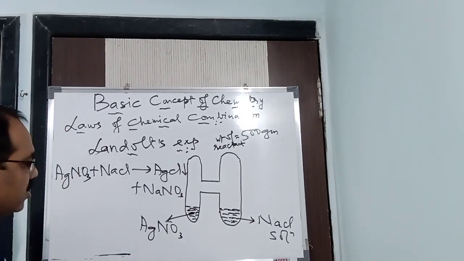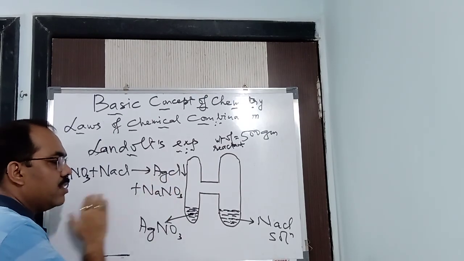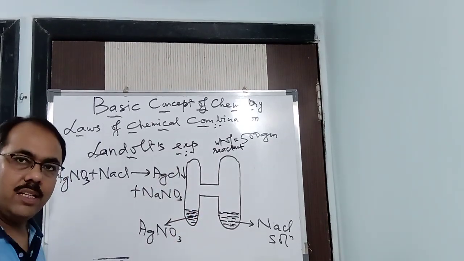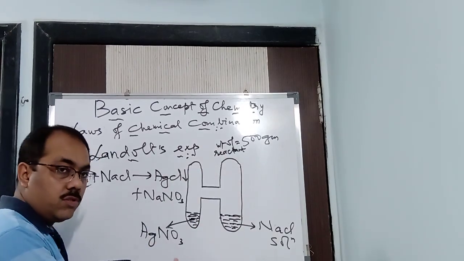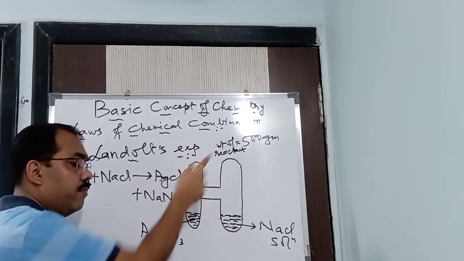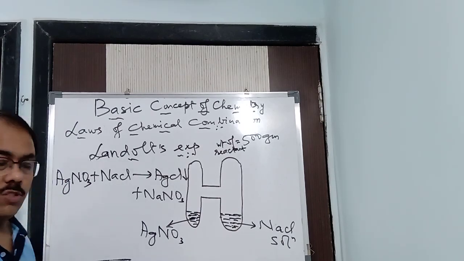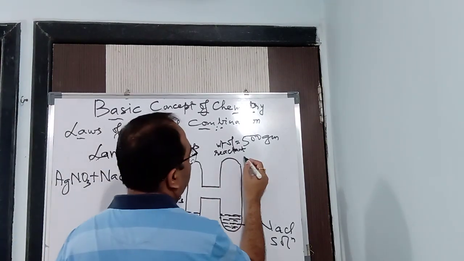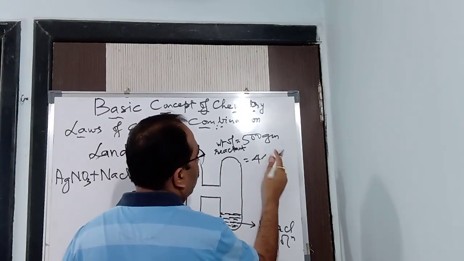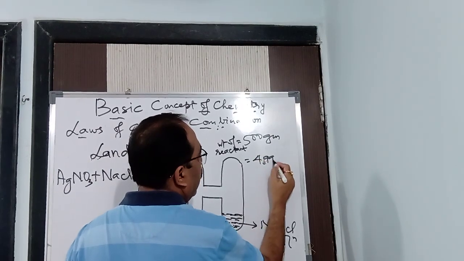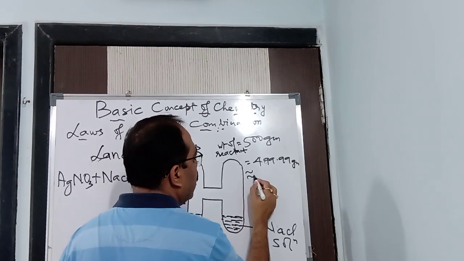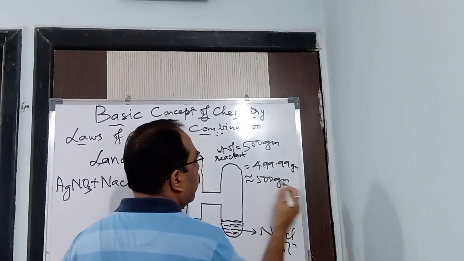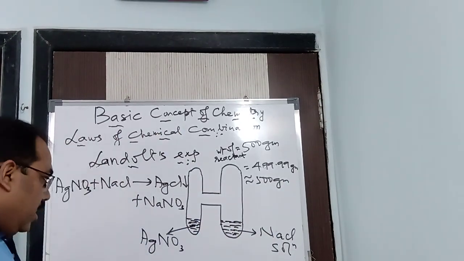Now, after the reaction has taken place, you have got white PPT and the reaction has settled down. Again, you take the weight along with the glass tube. You will find that the weight of the product is 499.99 gram. It is almost equivalent to 500 gram. Now, what does it prove?